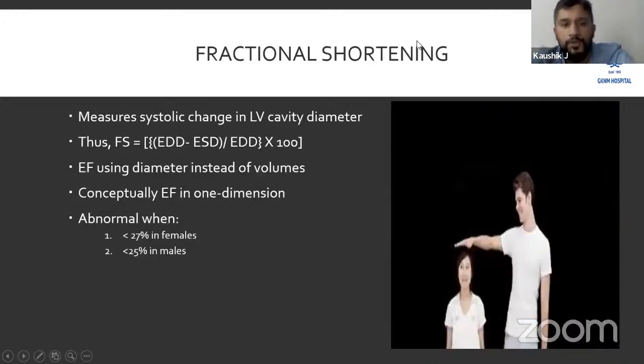So first we come to your one-dimensional estimate of ventricular function, that is the fractional shortening. Like we discussed earlier, we're talking about the change in the LV cavity diameter. So you're using the diameter to define your ejection fraction in one dimension. The abnormal value would be when it is less than 27% in females and less than 25% in males. And like you see in this picture, it is just one dimension, a change in height, just a change in the LV cavity diameter.